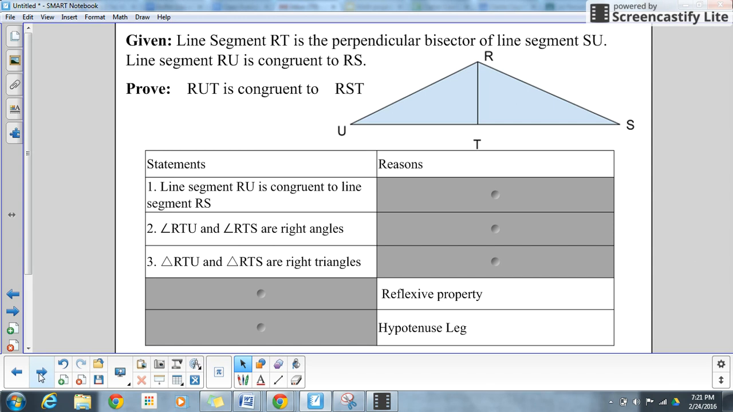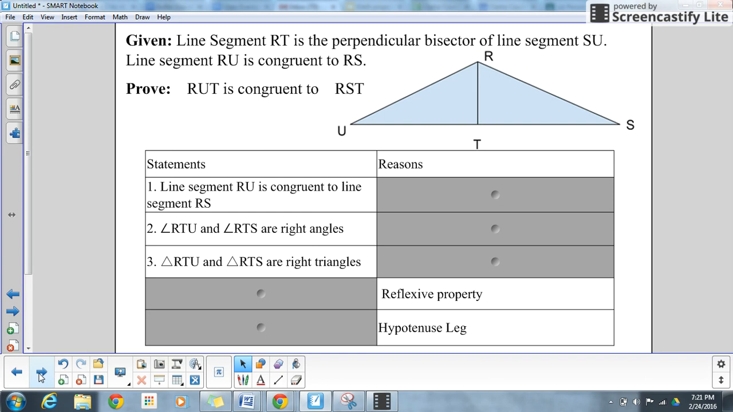So here we are given that line segment RT is the perpendicular bisector of line segment SU. We're also given that line segment RU is congruent to RS. So we want to show that these two triangles are congruent.